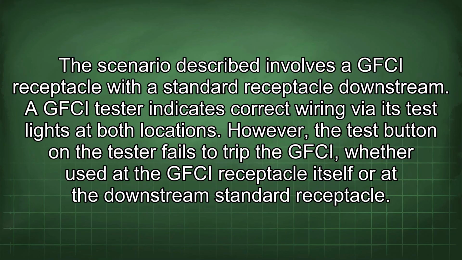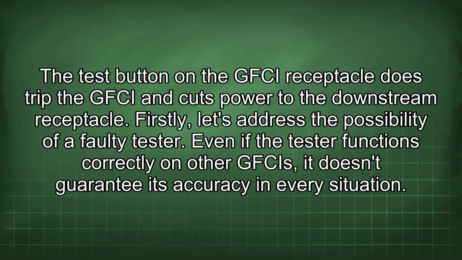The scenario described involves a GFCI receptacle with a standard receptacle downstream. A GFCI tester indicates correct wiring via its test lights at both locations. However, the test button on the tester fails to trip the GFCI, whether used at the GFCI receptacle itself or at the downstream standard receptacle. The test button on the GFCI receptacle does trip the GFCI and cuts power to the downstream receptacle.